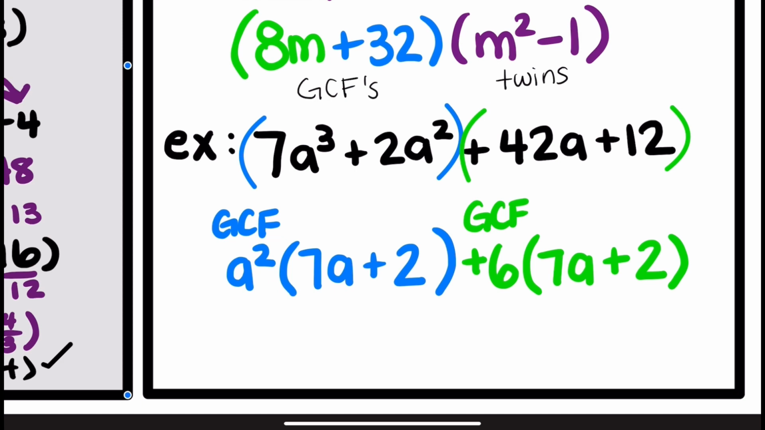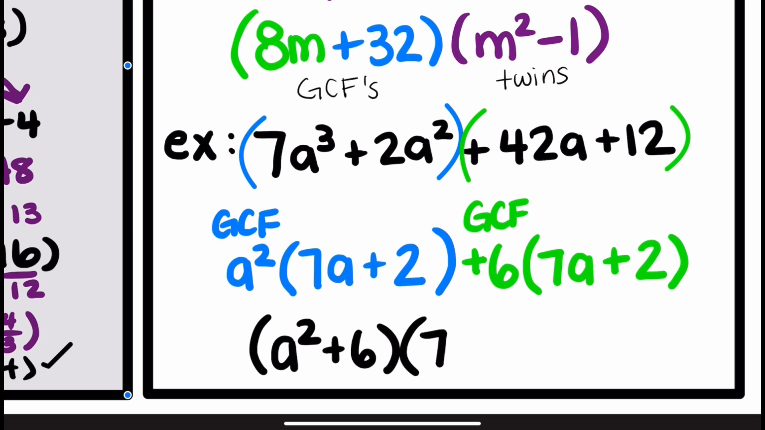And now you can see, again, you will have that common factor that I like to call the twins. So in your final answer, you're going to group together the GCFs. So that's a squared plus 6. And then the second group is the twins, or the common factor 7a plus 2. Done.